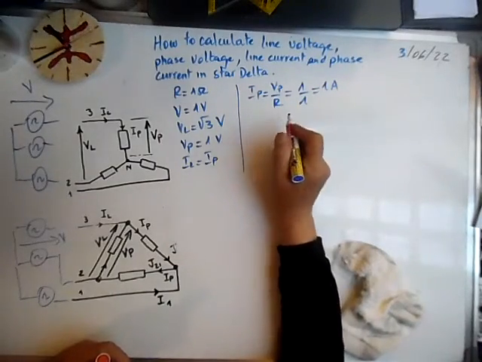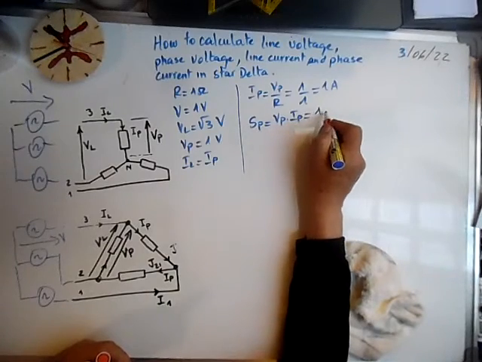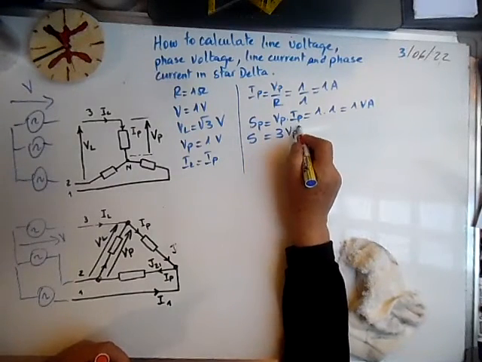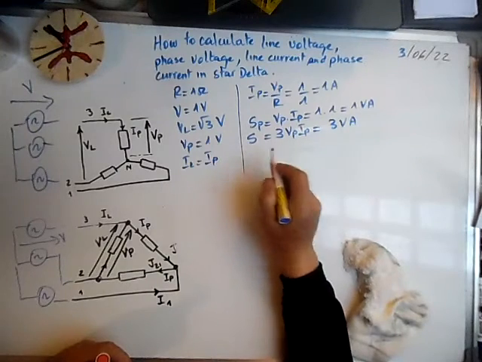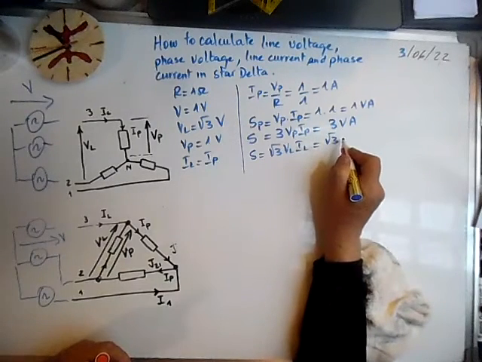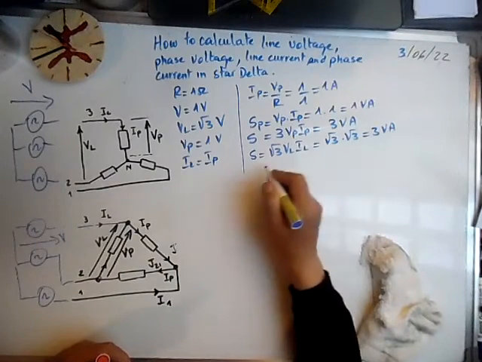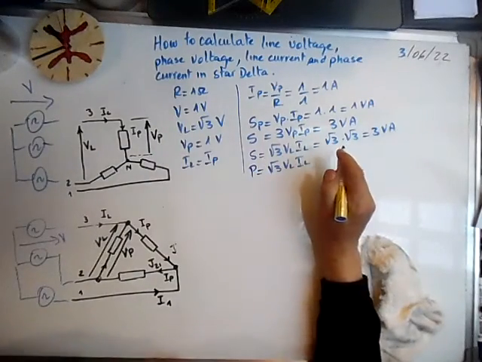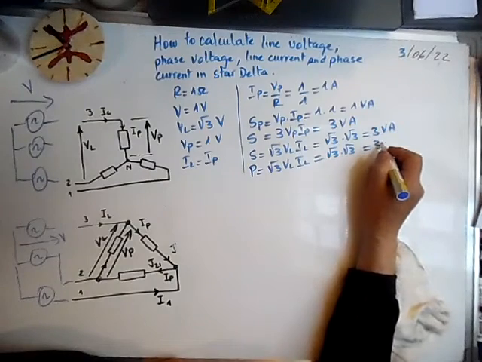From this we can calculate the power in one phase. This is V phase times I phase, and it's 1 times 1, it's 1 volt amp. Because we have 3 phases, we can use this formula, so it's 3 volt amperes. Now we can use this formula as well, square root of 3 VL IL. VL is square root of 3, IL is 1 amp. It means we have 3 volt amps. We can calculate P, square root of 3 VL IL cosine phi, and because we took a resistive load, cosine phi is 1. So it's 3 watts.